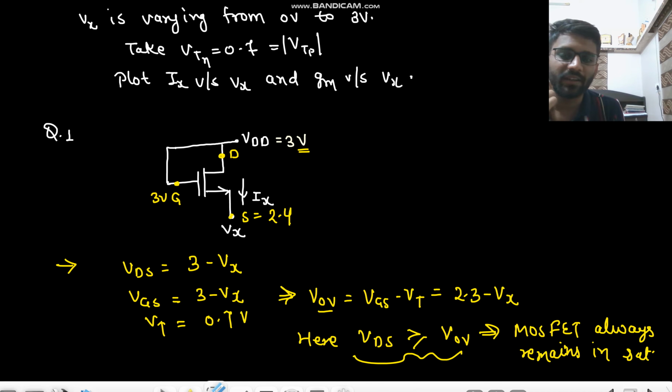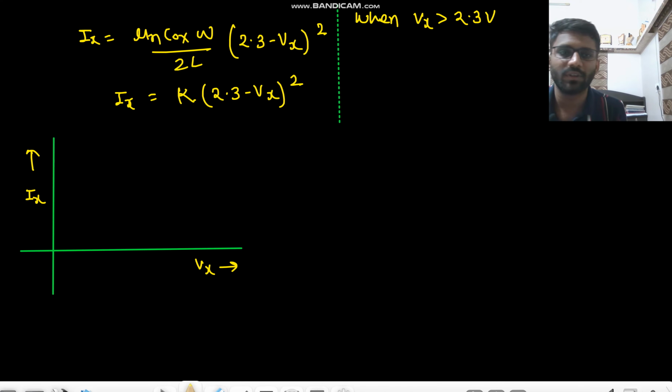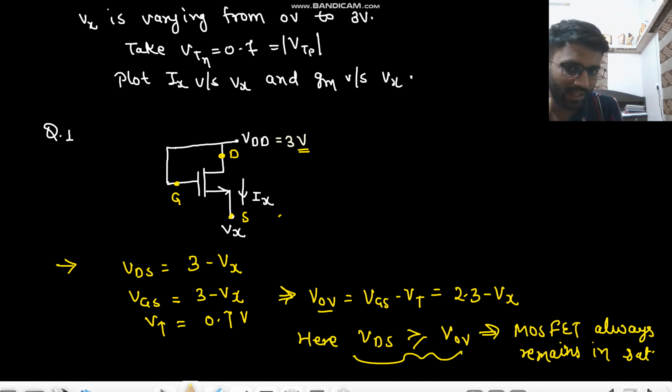So if Vx is crossing 2.3, your transistor gets off. Your MOSFET gets off. MOSFET off, that means your ID is 0 ampere. Okay. And one more thing you can see here, you can draw this graph, or intuitively you can see, if you are increasing Vx, your VGS value is getting decreased. If your VGS is getting decreased, then the VGS minus VT value is getting decreased. That means your current is getting decreased.